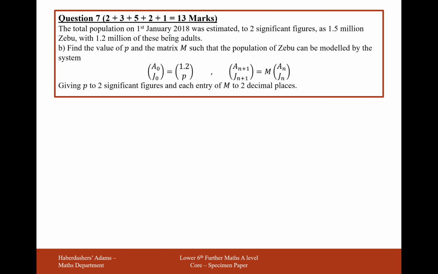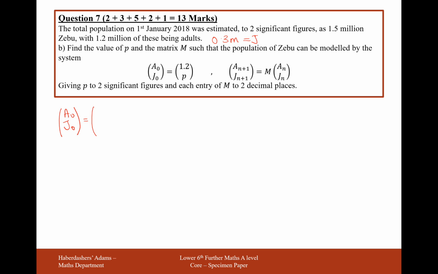The total population on the 1st of January 2018 was estimated to two significant figures as 1.5 million zebu. Of this 1.5 million, 1.2 million are adults. So we can infer from that 0.3 million are juveniles. Find the value of p in the matrix M such that the population of the zebu can be modelled by the following system. Okay, let's sort out the initial amount of zebu cattle.